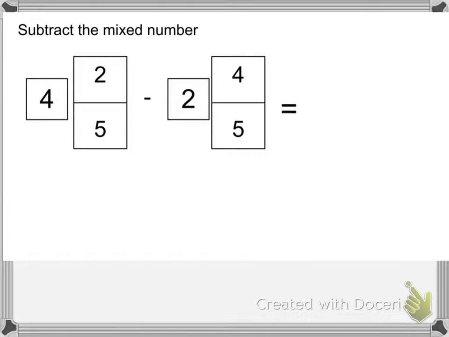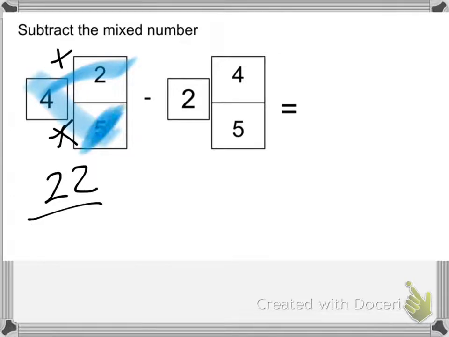Again, I'm going to turn this into an improper fraction because my first fraction is smaller than my second fraction. So 4 times 5 plus 2. 4 times 5 equals 20, plus 2 equals 22/5. Okay, then minus 2 times 5 plus 4.